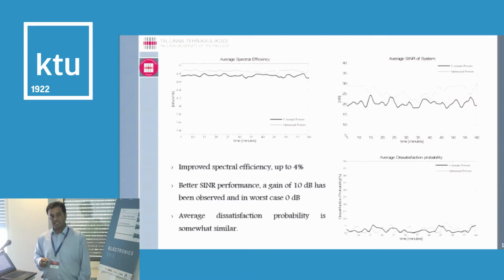So what is the moral of this story here? If we compare spectral efficiency, which is the throughput of the system, it means that there is more throughput available compared to the same satisfaction level of the users.